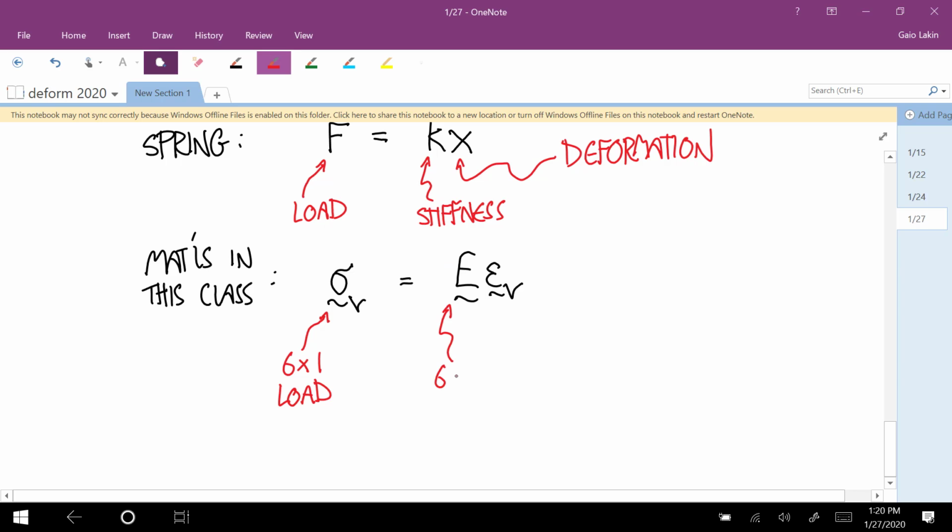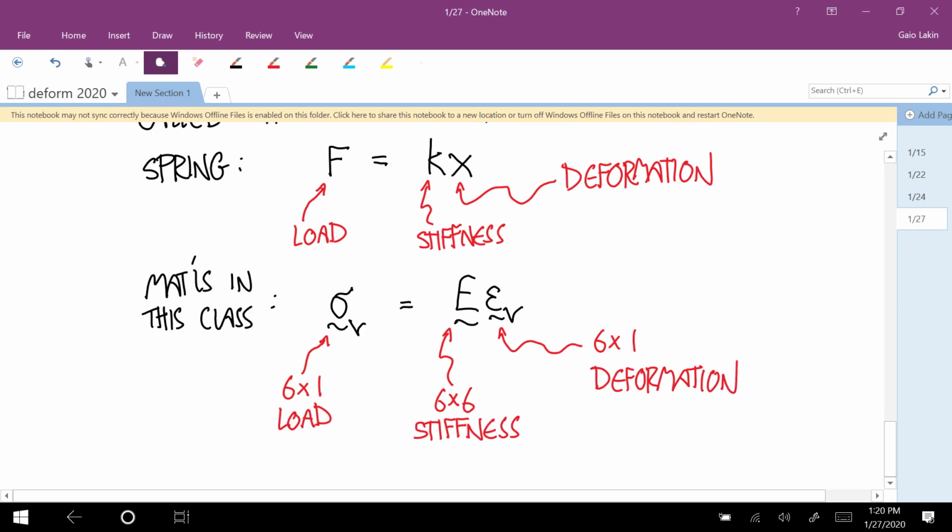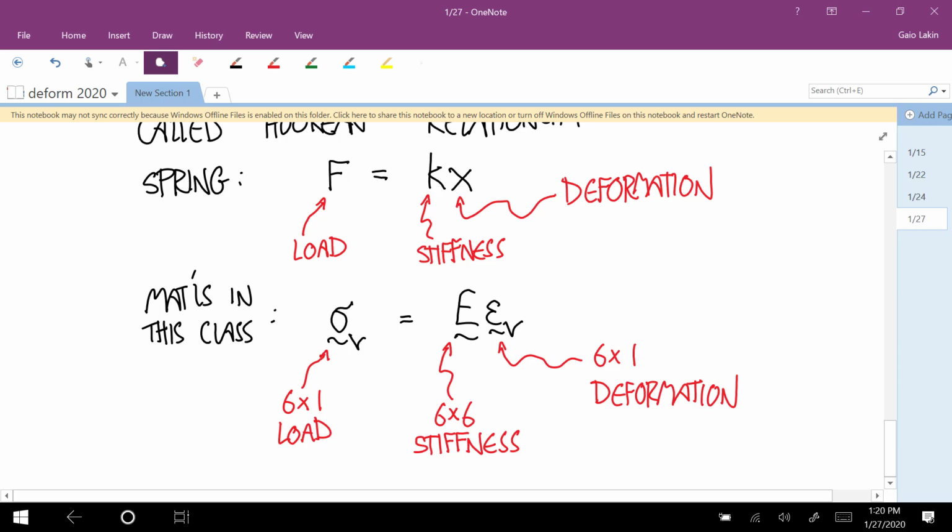This E is a 6x6 stiffness matrix. And this epsilon is a 6x1 representing deformation. Okay, so it's a matrix form of that Hooke's law. Okay, Hooke's law is not a law. Also, Hooke's law says this: there's a linear relationship between load and deformation for a material that has a linear relationship between force and deformation. That's a pretty crappy law.